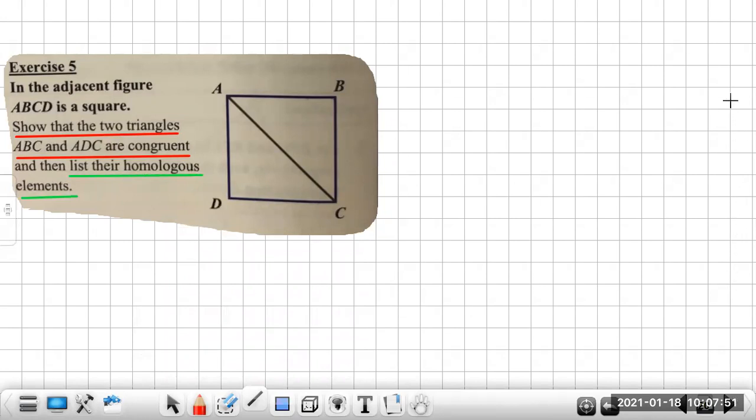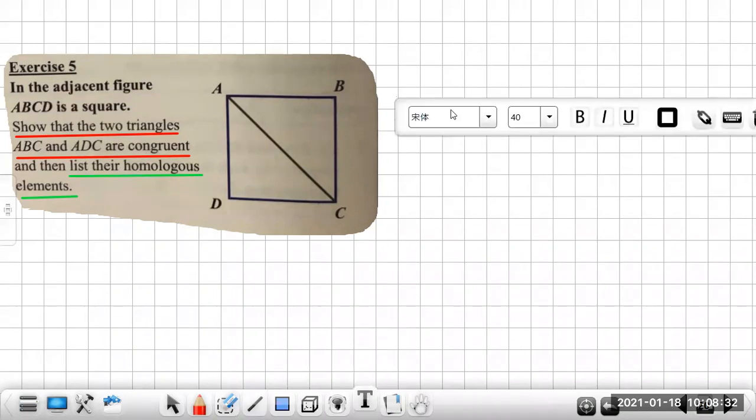Who has an idea? Yes, Natalie. They said given that ABCD is a square, and in a square we have four equal sides. So we prove congruence by side, side, side.